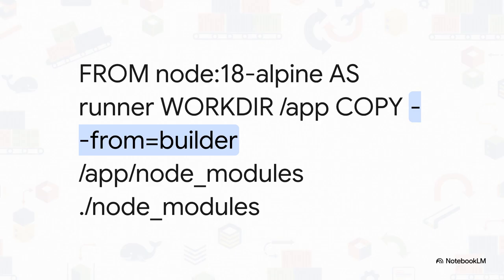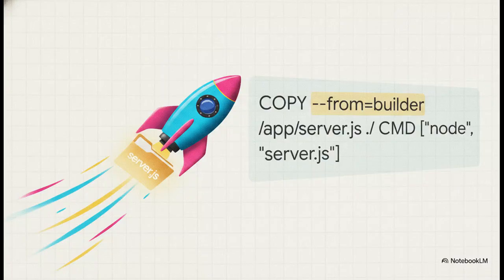We are simply reaching back into that builder stage we created a moment ago and explicitly cherry-picking only the finished, ready-to-go node_modules folder. We bring over the exact dependencies we need, and we completely discard the gigabytes of build bloat, compilers, and caches that were left behind in the workshop. And we do the exact same thing with our application code. By copying just the server.js file into this minimal Alpine environment, we leave behind all the caching, the raw source files, and the unnecessary compilers.